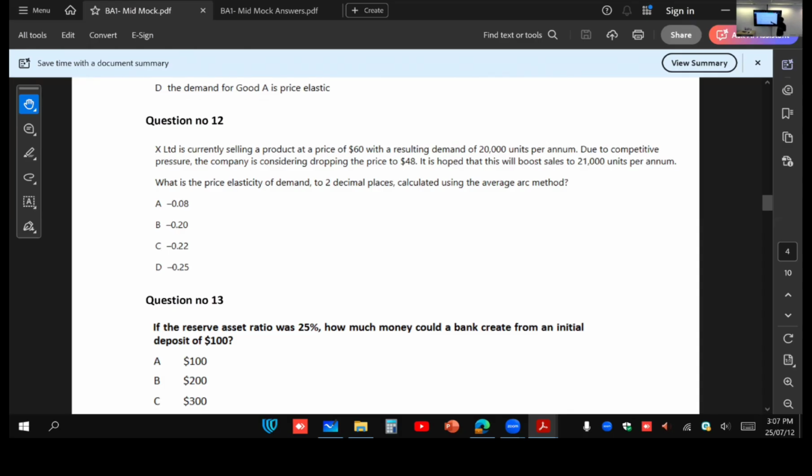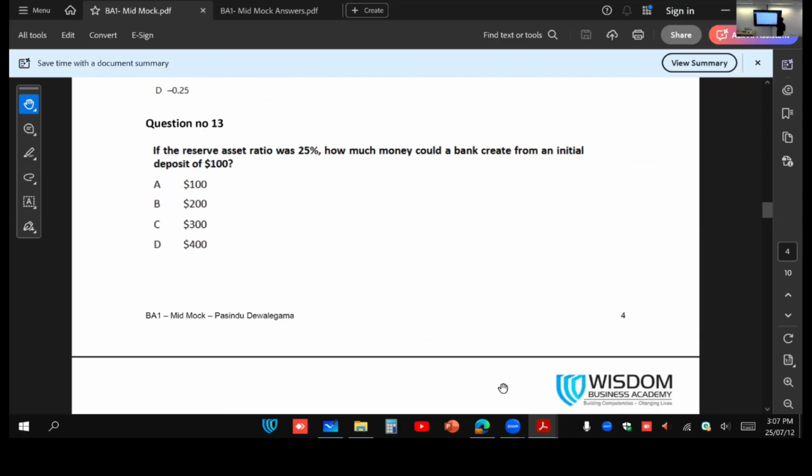Simple. If the reserve asset ratio was 25%, how much money would a bank create from an initial deposit of 100? What's that? All of a sudden, we were in the world of demand and supply, and all of a sudden, reserve ratio. What was reserve ratio, guys? Do you remember? Yes. Credit multiplier, did we speak?